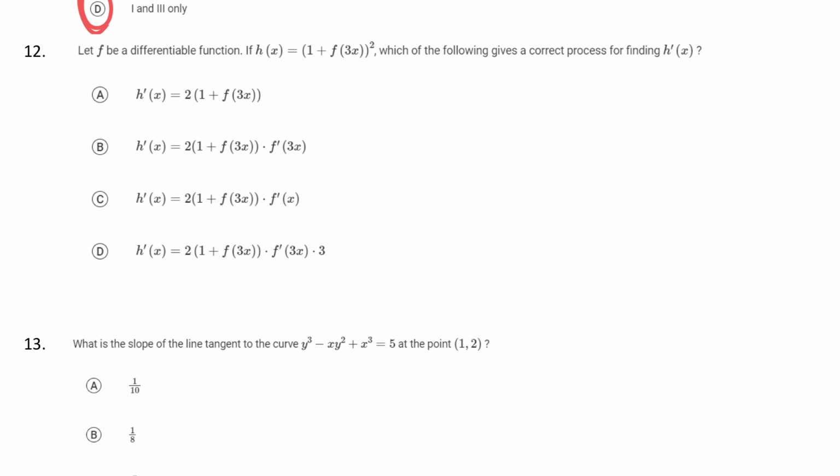Let f be a differentiable function. If h of x equals that, which of the following gives the correct expression for h prime of x? Okay, so again, this looks like we're going to need a chain rule again, so h prime of x, let's go ahead and do this. This becomes 2 times this stuff to the first power. Now I got to take the chain of this, so this becomes a 0 there, and this becomes f prime of 3x times, I got to chain that part of it, 3.